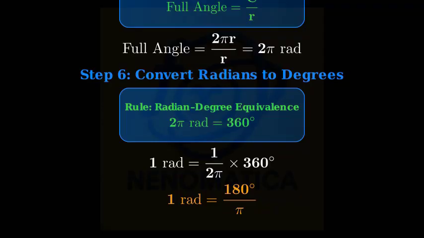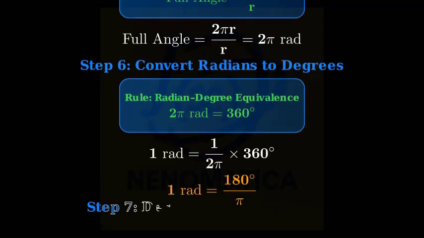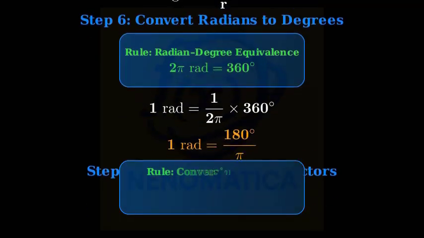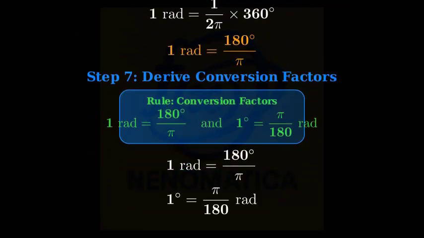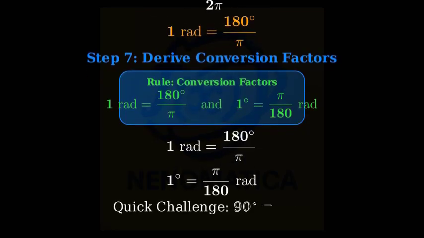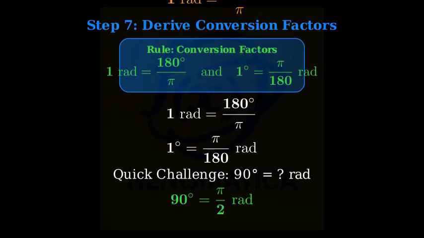Step 7. Summarize the 2 conversion factors explicitly. We state 1 radian equals 180 over pi degrees, and 1 degree equals pi over 180 radians. Quick challenge. What is 90 degrees in radians? Pause and think. It should be pi over 2 radians.